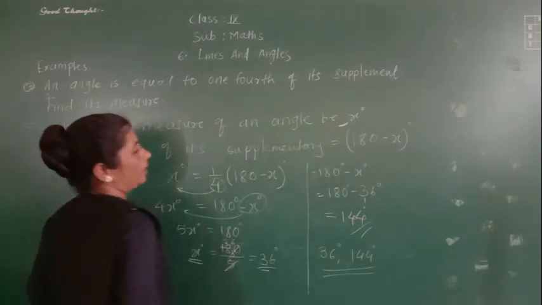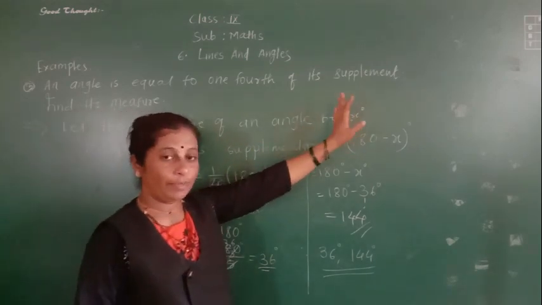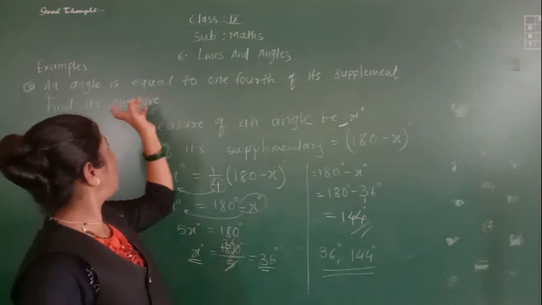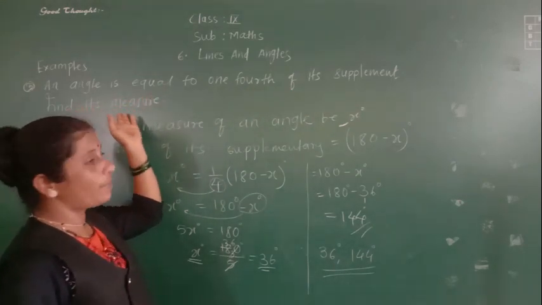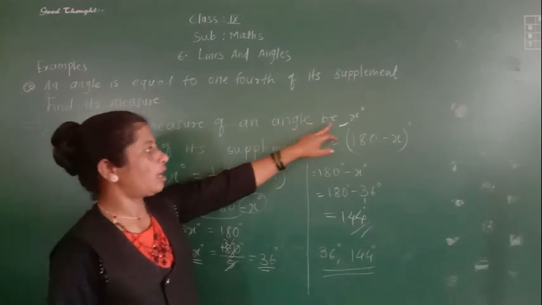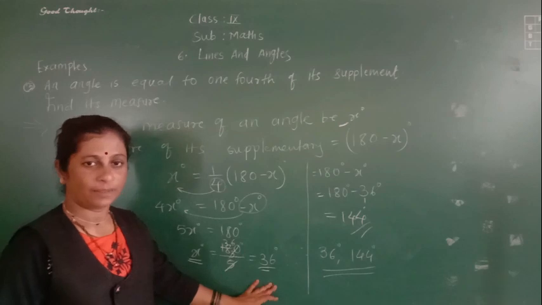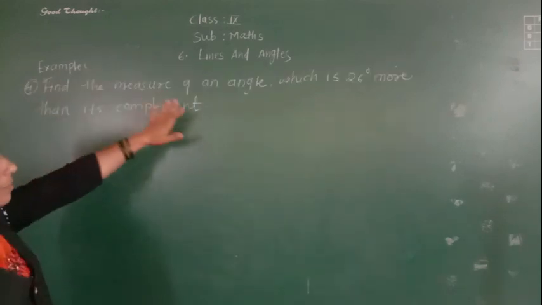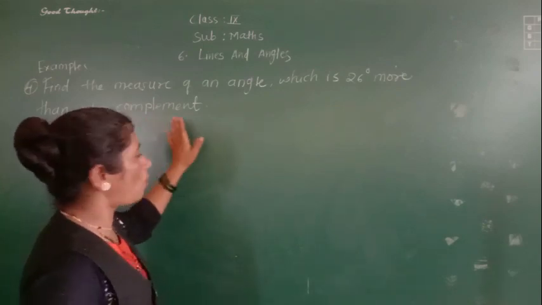Okay. So in the previous examples also, the measurement of x means the angle, and we have to find the measure of its angle, right? So x equals 36 degree. Next example: find the measure of an angle which is 26 more than its complement.